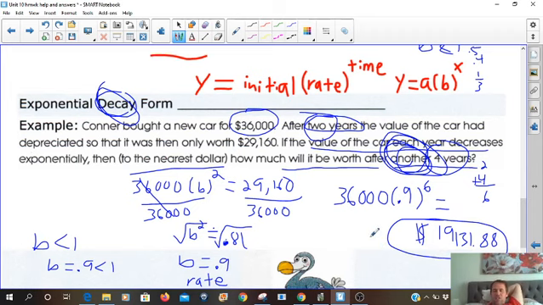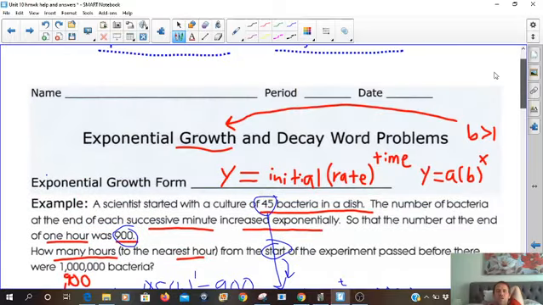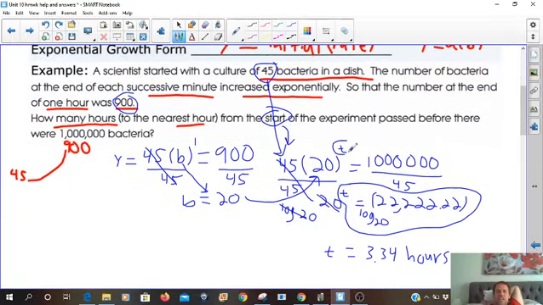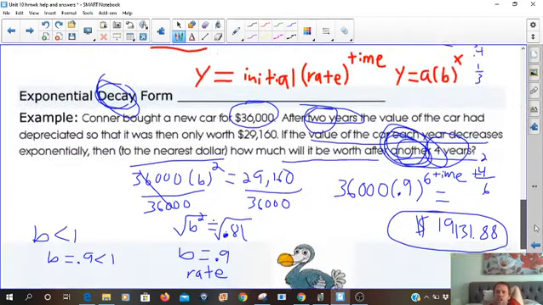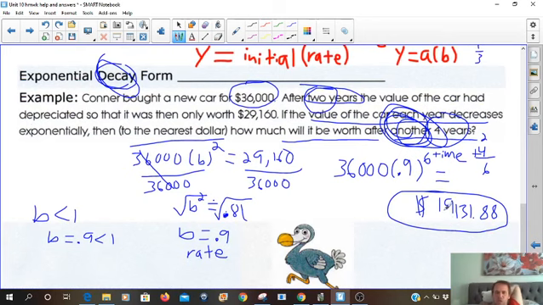If they ask you, well, how many years would it take to get to a certain value? This, of course, is time, so you might have to solve for time t, just like we did at the very beginning of our video, where we actually had to solve for t. So you might set it equal to how much it's worth: how many years would it take to depreciate to like $5,000, for example, right?